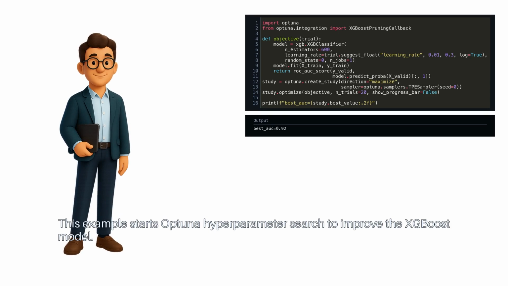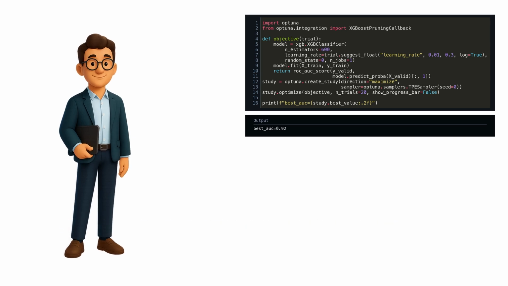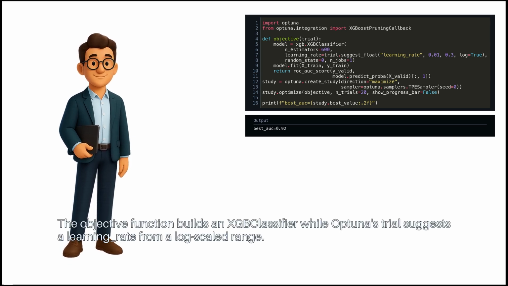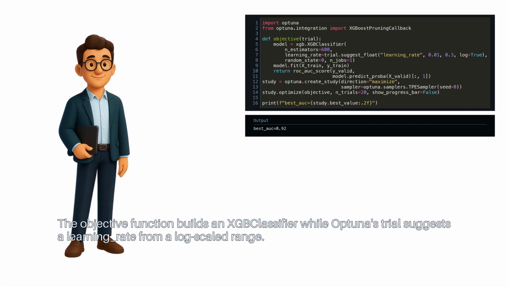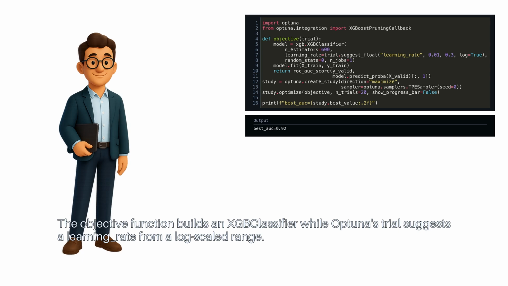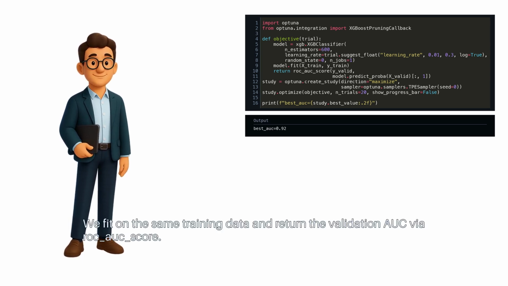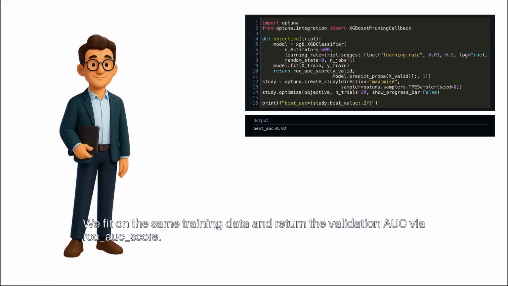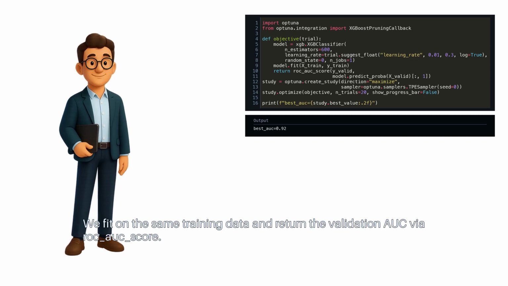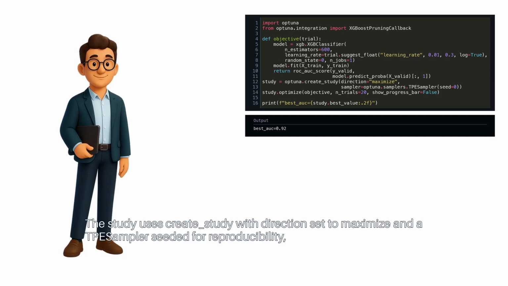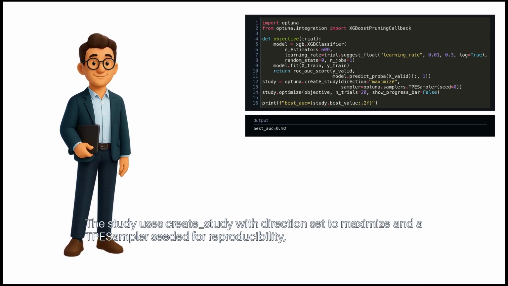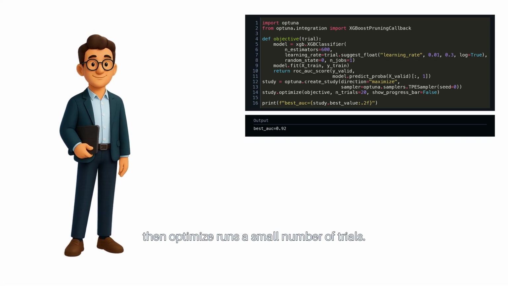This example starts an Optuna hyperparameter search to improve the XGBoost model. The objective function builds an XGBClassifier, while Optuna's trial suggests a learning rate from a log-scaled range. We fit on the same training data and return the validation AUC via roc_auc_score. The study uses create_study with direction set to maximize and a TPESampler seeded for reproducibility. Then optimize runs a small number of trials.